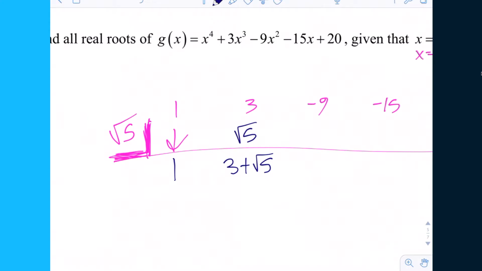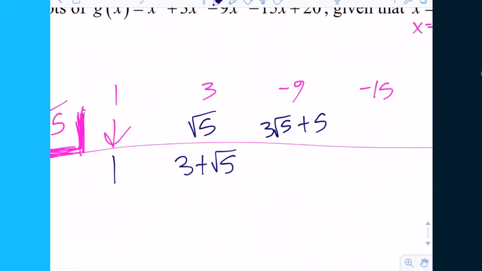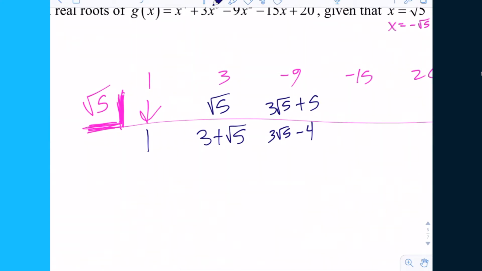Square root of 5 times the quantity is the same as the square root of 5 times 3, which is 3 square root of 5, plus square root of 5 times square root of 5 is what? 5. So we end up with 3 square root of 5 plus 5. We're distributing down there. Now we add like terms vertically. So we get 3 square root of 5, and then we get like terms, negative 9 plus 5 is minus 4. Good. And we do it again. Square root of 5 times 3 square root of 5 is what?